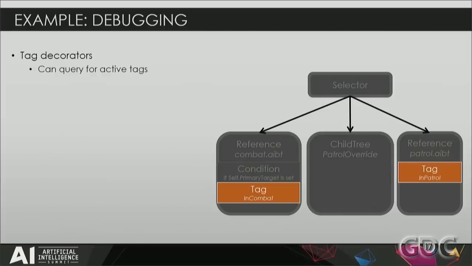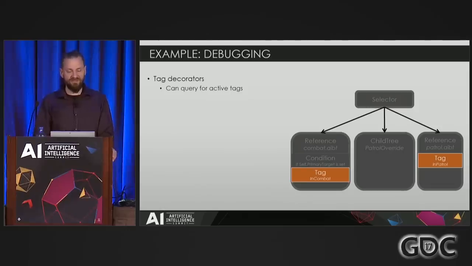Whenever the node is active, this tag would be active, and there can be a simple way to query which tags are active at this moment, and you can display them, for example, on top of the character's head, showing the guy is now in combat or in patrol. This could, of course, also be used outside of debugging and maybe control the gameplay in some way. Same thing you could do with message decorators. Instead of tagging something, you can have a message decorator that sends a message on activation of the node, on deactivation of the node, and possibly even sends some kind of message every update, either to your debugging systems or possibly to the gameplay systems as well.